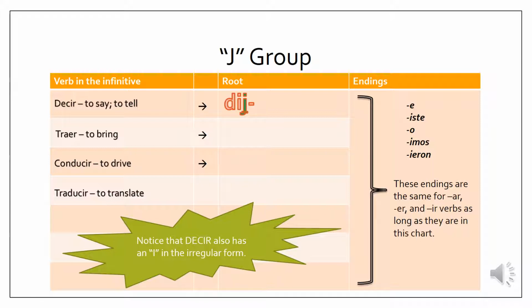For traer, our root is trach, traj. Conducir is conduch, conduj, and traducir is traduch, traduj. And as we go on and look at the conjugations of these verbs, we're going to notice that the ustedes, ellos, and ellas form is going to have a little bit of an irregularity compared to our other preterite irregulars.